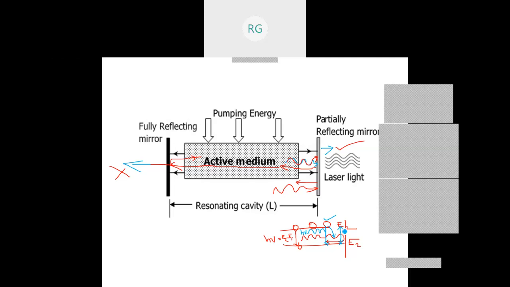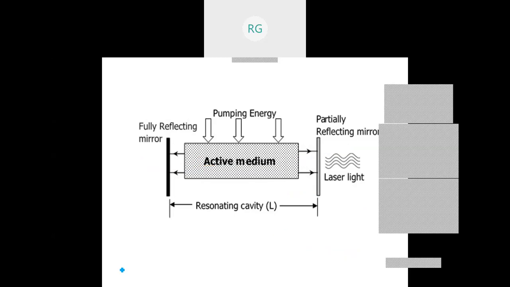Therefore, what is happening here is that one atom which is moving in this direction is capable of initiating another atom to come down. So one photon going in this direction is now coming back. Only one photon I have supposed initially, which is the spontaneously fallen photon. But this photon energy is h nu.